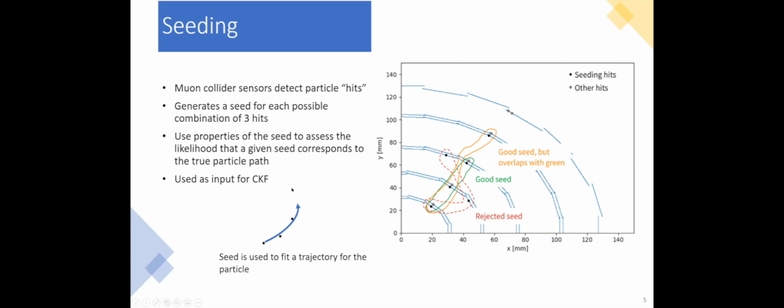And then in the bottom right here, you can see how the seed is used to fit a trajectory for the particle. This whole seeding process is used as an input for the combinatorial Kalman filter, the thing that propagates the seed through the layers.